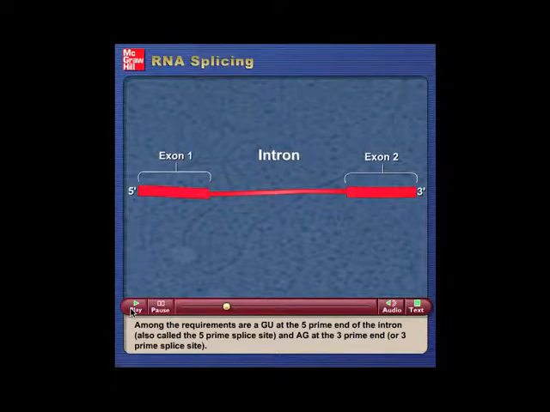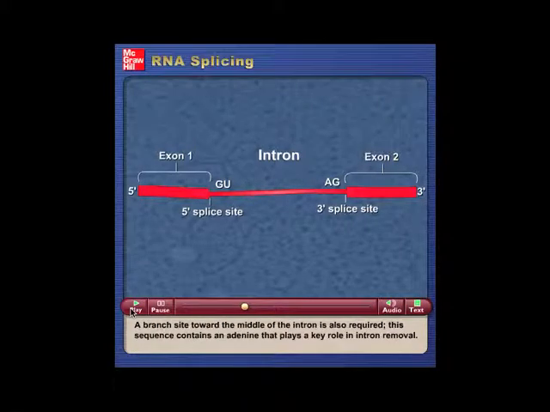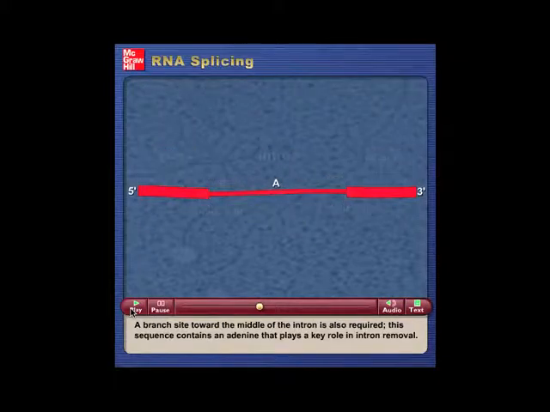Among the requirements are a GU at the 5' end of the intron, also called the 5' splice site, and AG at the 3' end, or 3' splice site. A branch site toward the middle of the intron is also required. This sequence contains an adenine that plays a key role in intron removal.